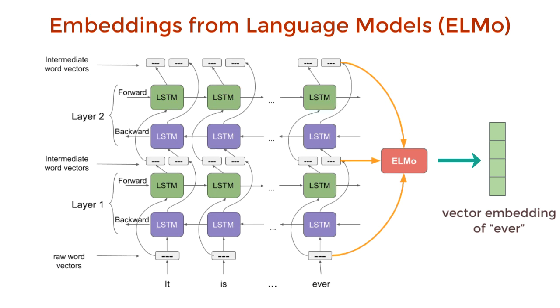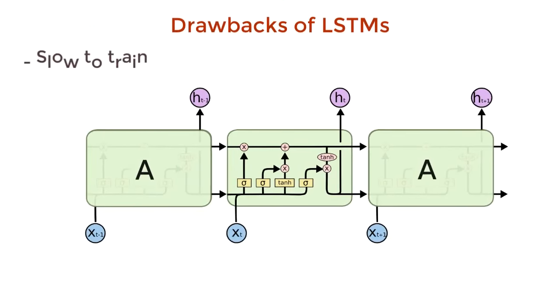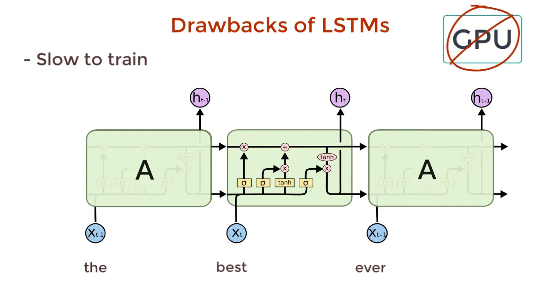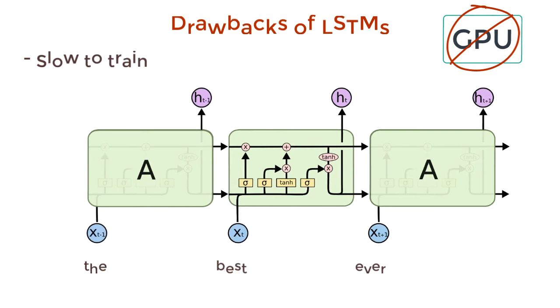Nice. But there are some problems with LSTM networks. First of all, they are super slow to train. Input data needs to be passed sequentially, one after the other. This kind of sequential flow doesn't make use of today's GPUs very well, which are designed for parallel computation. So how do we parallelize this process?